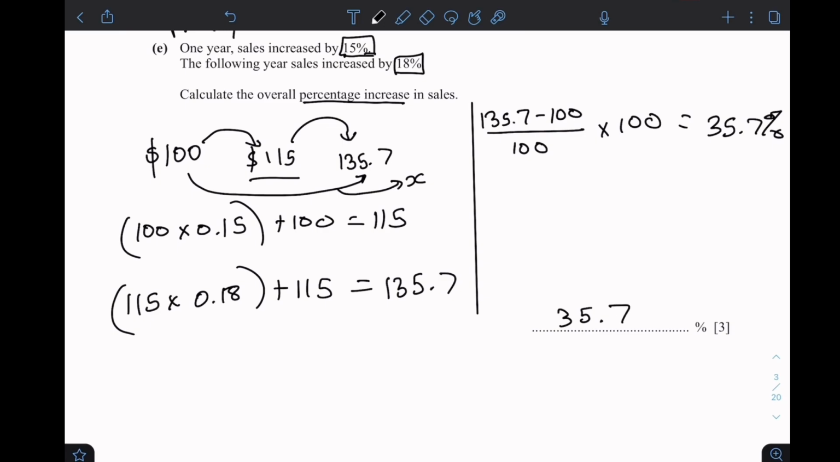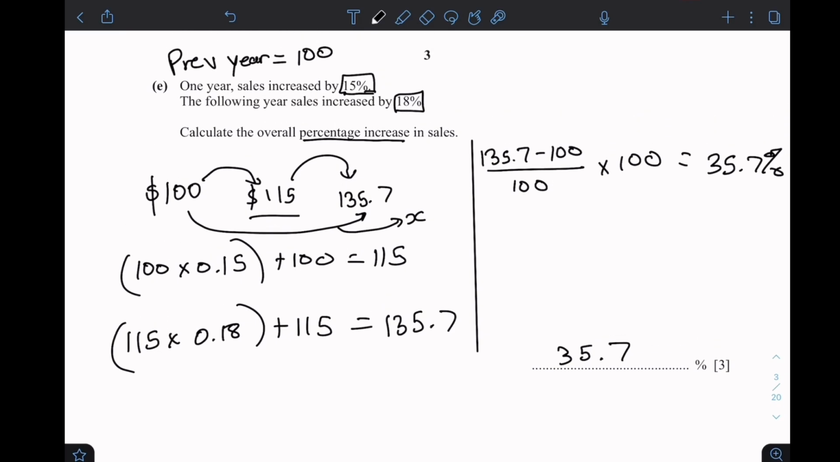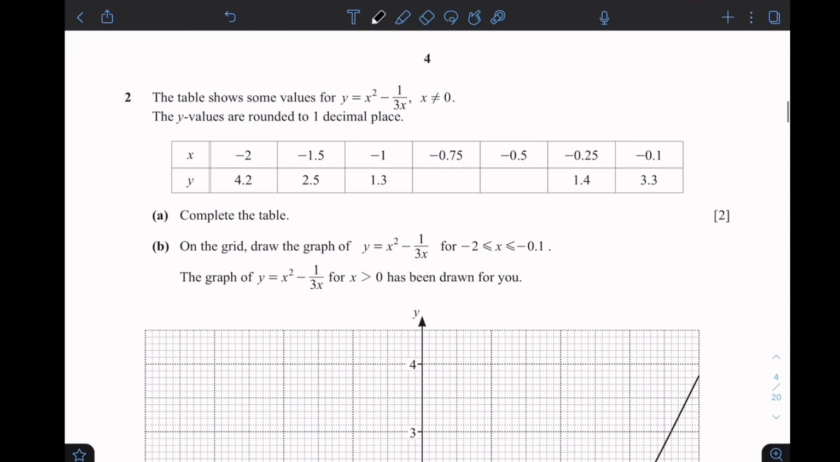So this is the percentage increase from 100 to 135.7. It's fine if you take any other value and do the same steps, like increase by 15% and then by 18%. But the reason I took 100 is because percentage is given per 100, so it's a bit easier to do the work.